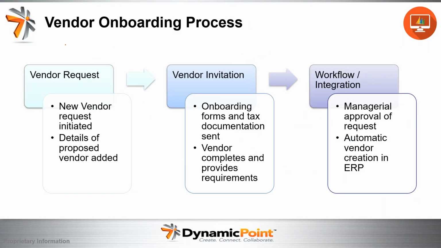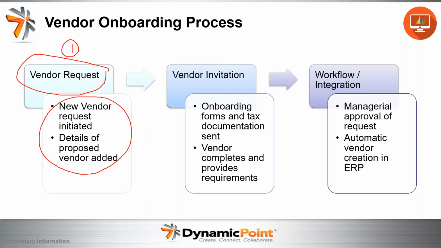So the first process I'm going to take you through is a vendor onboarding process. It basically entails 3 major steps. 1, I'm going to request to work with a new vendor. This is going to be completed by someone inside the company, and they're going to identify a new vendor that they want to do business with.